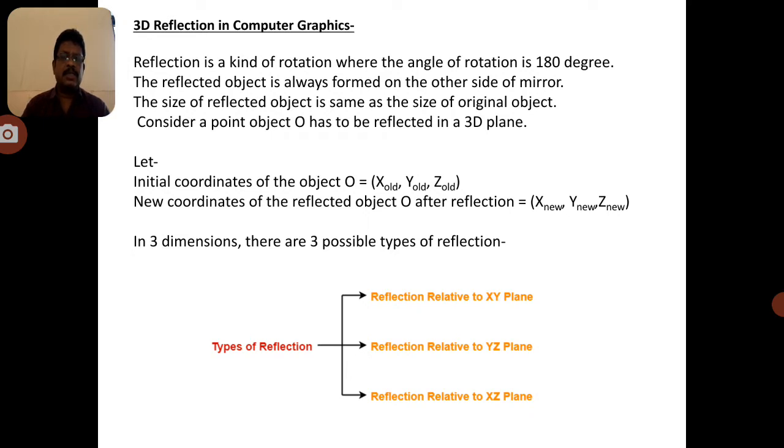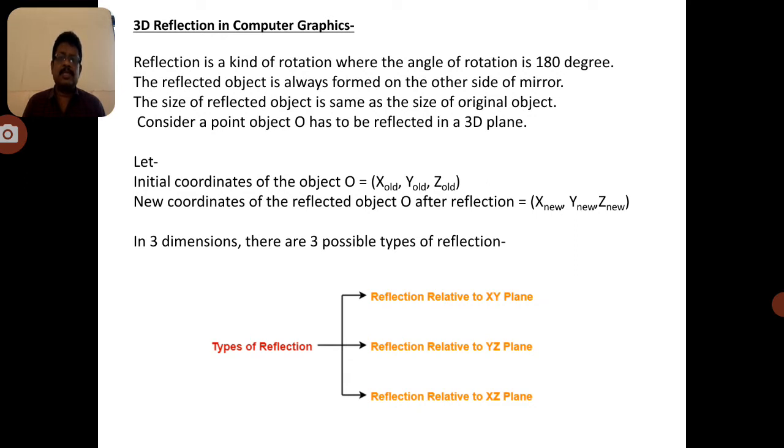What is reflection? Reflection is a kind of rotation where the angle of rotation is 180 degrees. Rotation can be taken on the x-axis, y-axis and z-axis, but here a combination of x, y, z can take place in 3D reflection, because the reflection is exactly 180 degrees. In two dimensions, we also observed the 180 degrees reflection of an object about the x-axis.